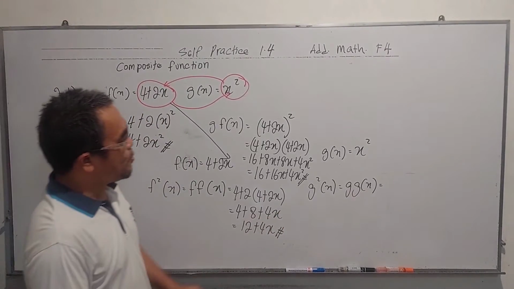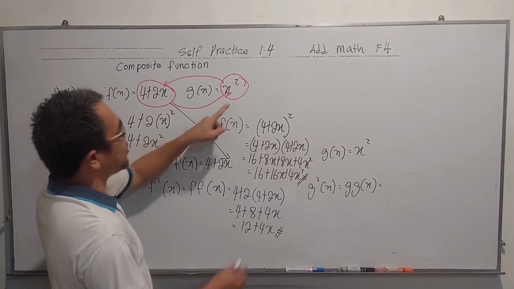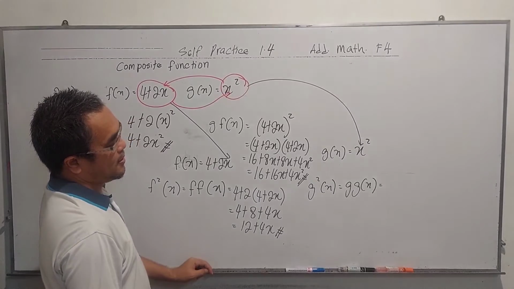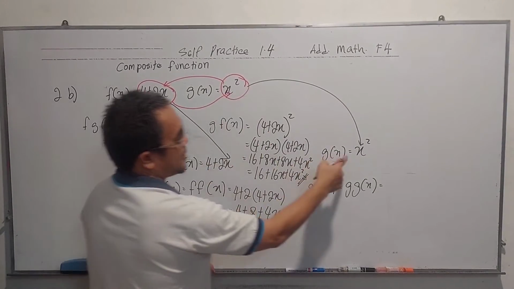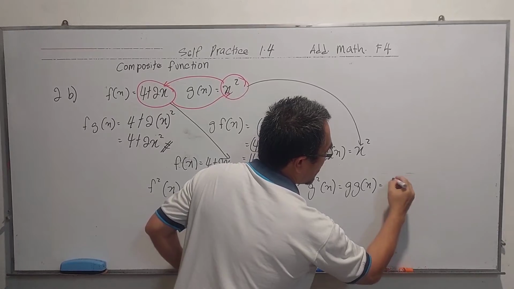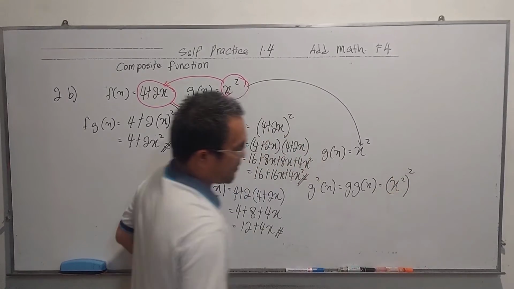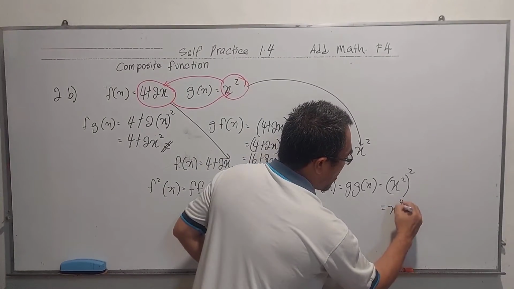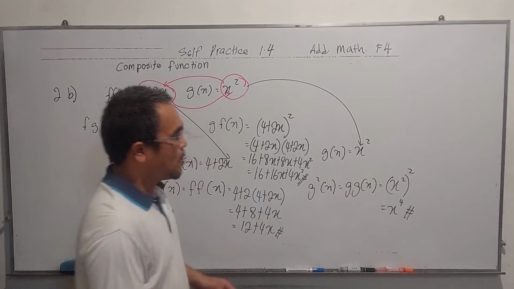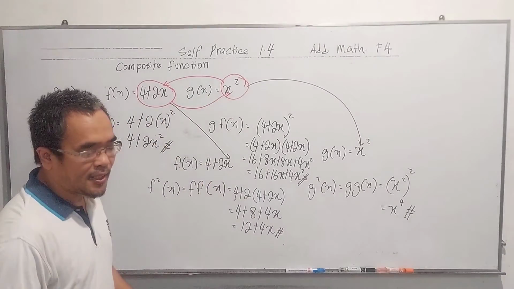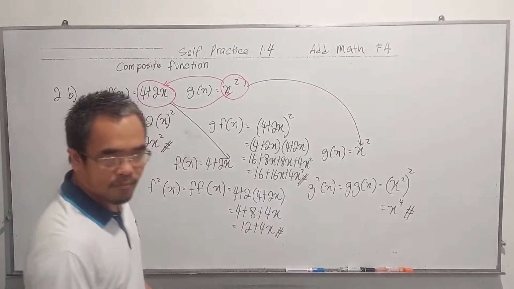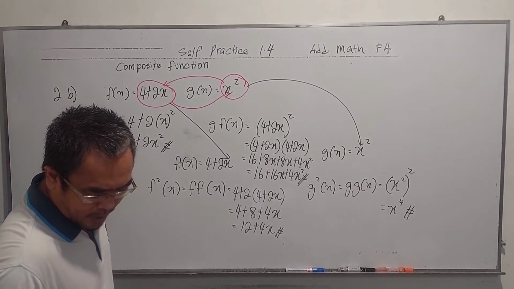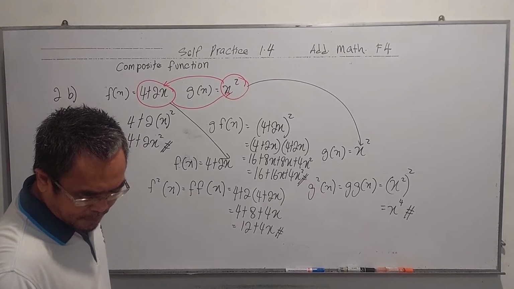Then similarly with g squared, substitute x squared into x squared. You have to substitute here this. So x squared, the original, and we have square outside. So the final answer will be x to the power of 4. Do let me know in case you need further clarification. Okay, proceed, finish up.